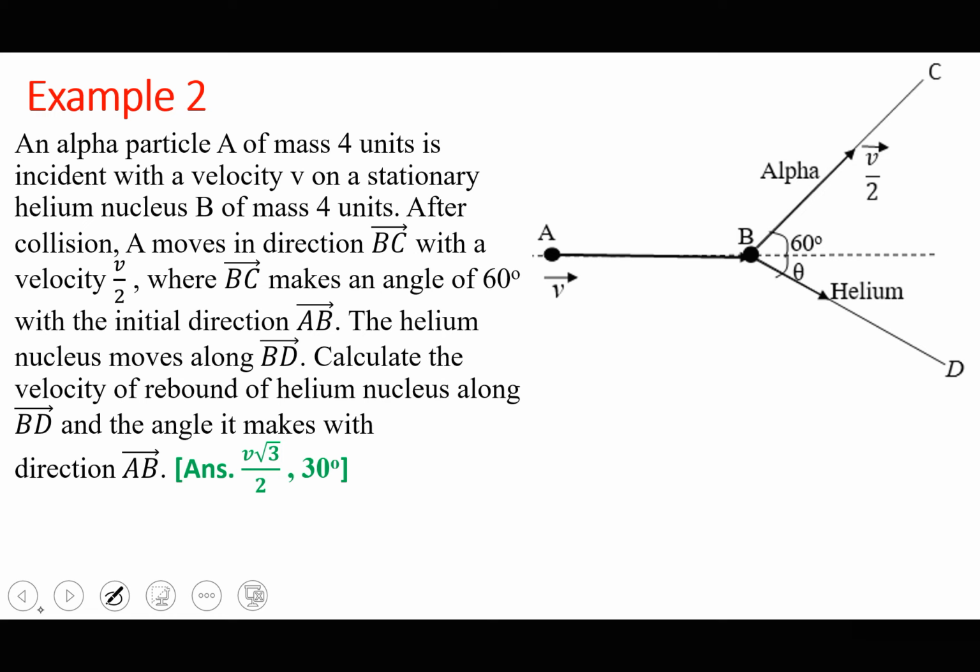Another example, this is in 2 dimensions. An alpha particle A of mass 4 units is incident with a velocity V on a stationary helium nucleus B. So B is stationary. After collision, A moves in direction BC with a velocity V over 2, where BC makes an angle of 60 degrees. The helium nucleus moves along BD. Calculate the velocity of rebound of the helium nucleus along BD and the angle it makes with the direction AB.